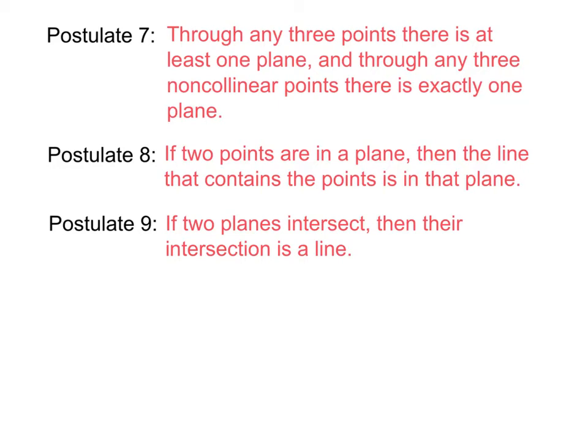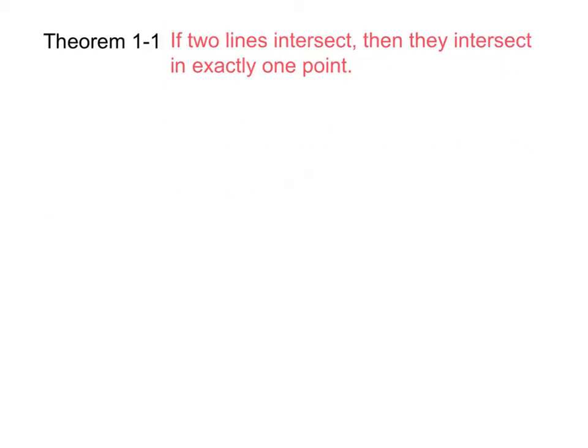We now are going to talk about theorems. These are important statements that must be proved. They are referred to as theorems. Now the first of these theorems, Theorem 1-1, states, if 2 lines intersect, then they intersect in exactly one point. You're going to see how this follows directly from the postulates in some of the problems we're going to do later on.